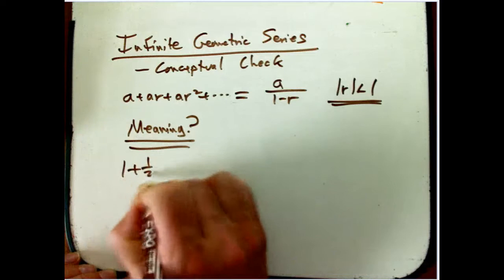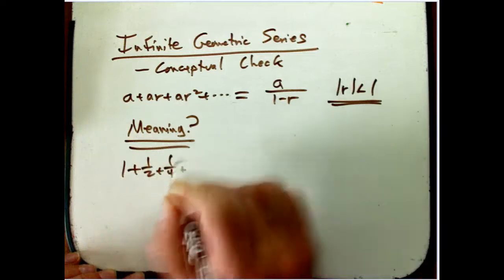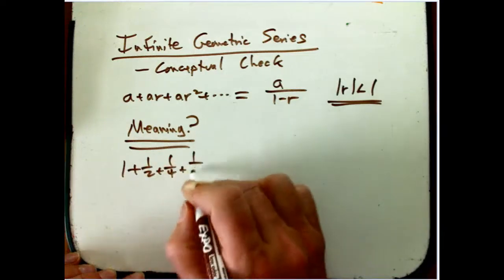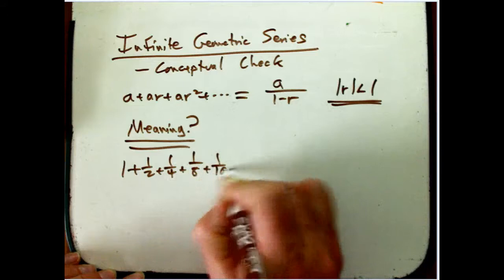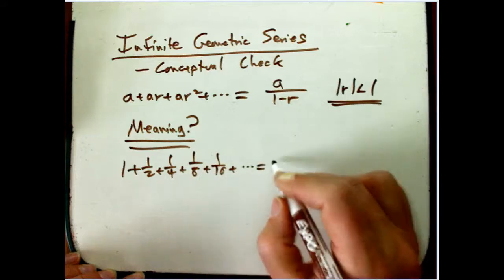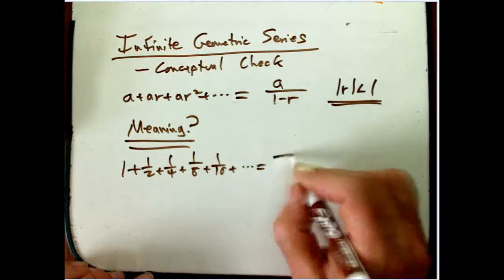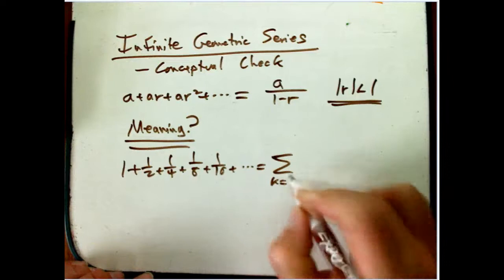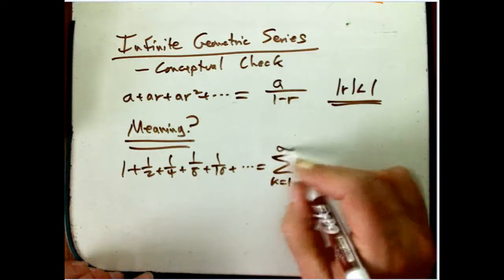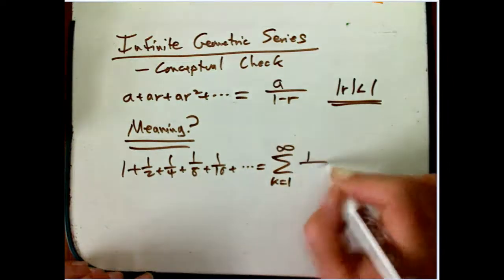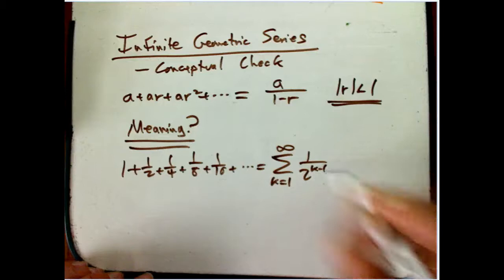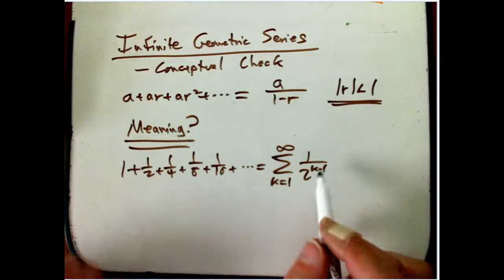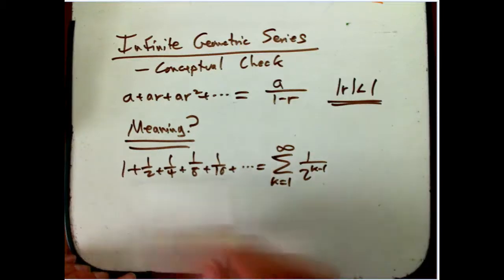This is my favorite example to start with: 1 plus a half plus a fourth plus an eighth plus a 16th. In other words, the sum, if I want sigma notation, which you don't have to do, from k equals 1 to infinity of 1 over 2 to the k minus 1. If that doesn't make it more palatable to you, ignore it. Okay, it's just that sum.